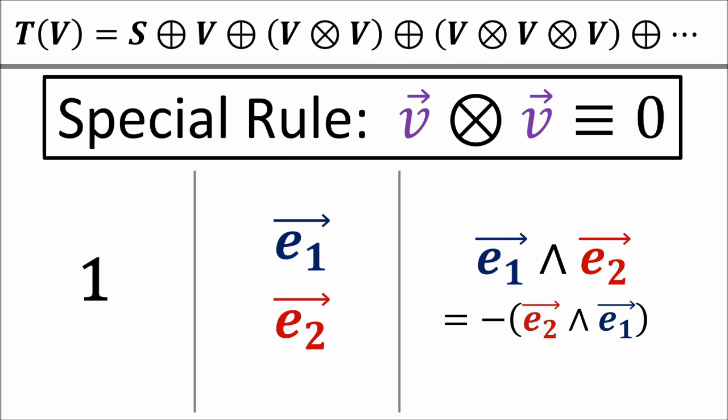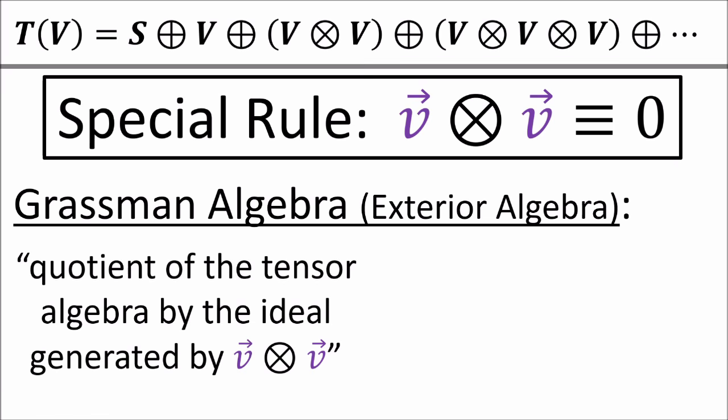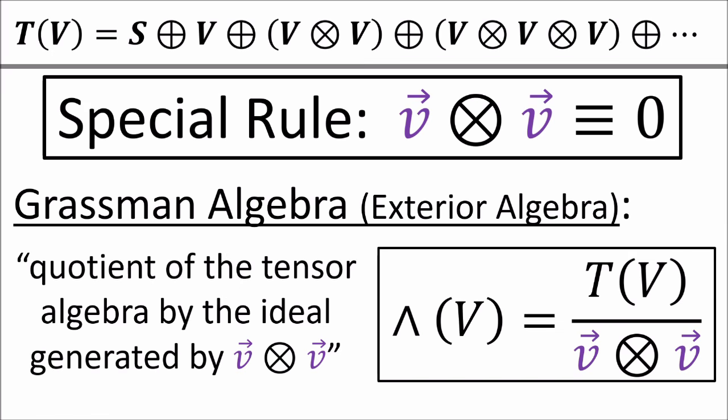So abstractly, the Grassmann algebra is what we get when we start with the tensor algebra and apply the special rule that any vector tensored with itself goes to 0. More formally, we say that the Grassmann algebra is what we get when we take the quotient of the tensor algebra by the ideal generated by V tensor V.